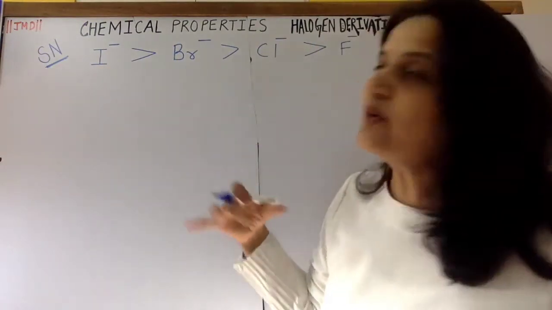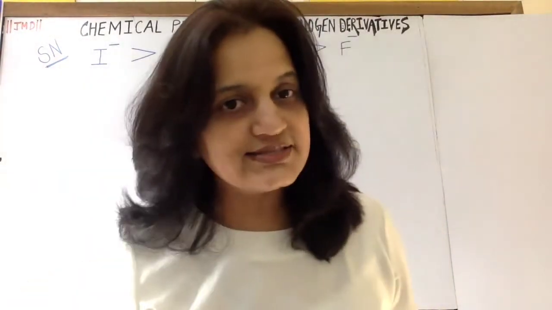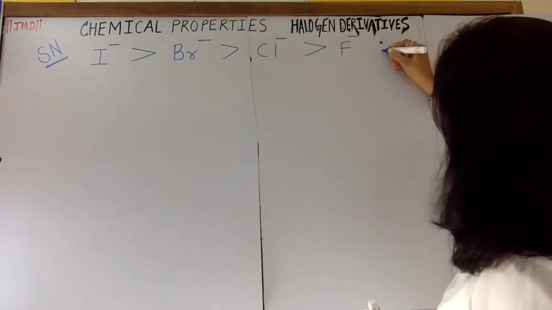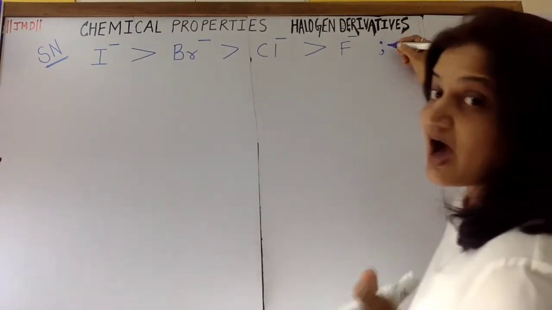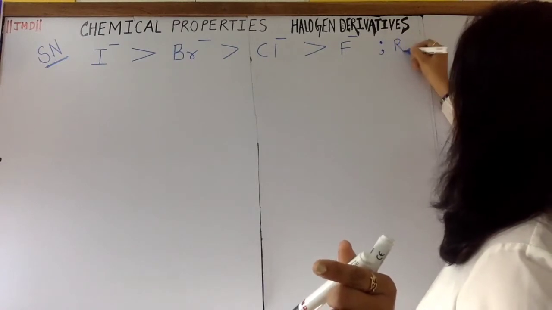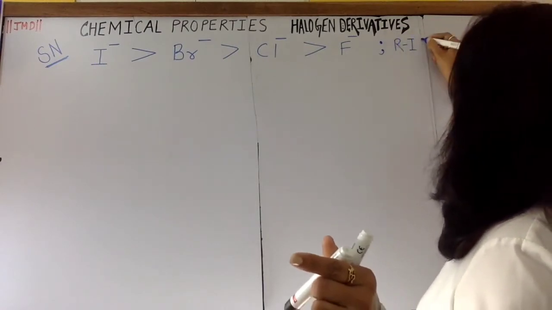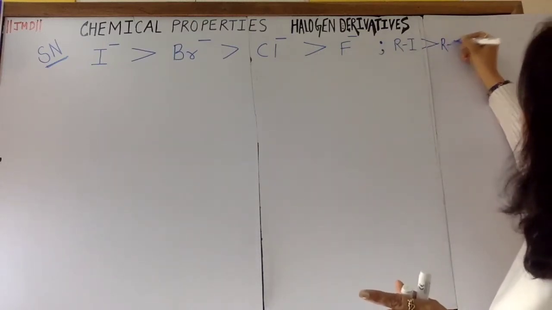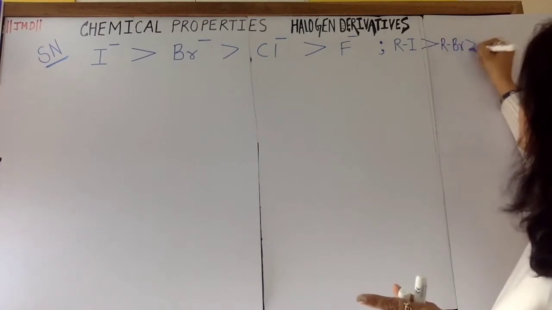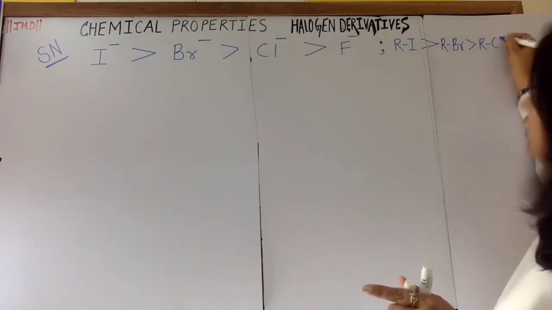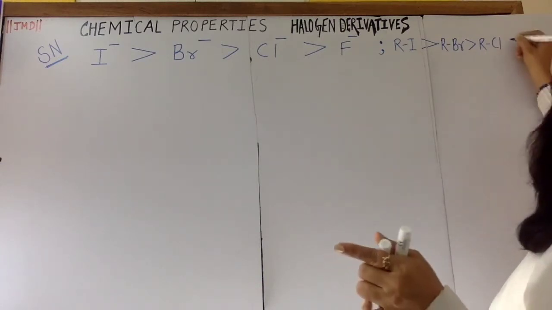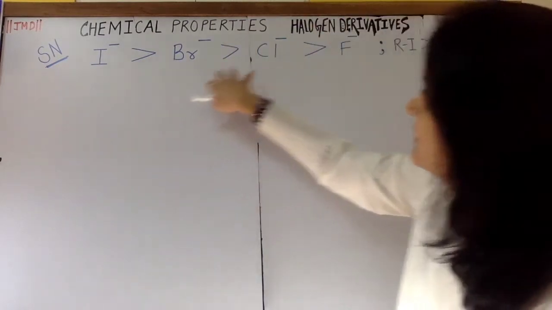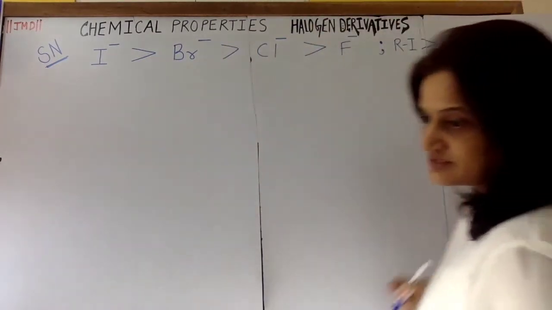Hence, when I want to study chemical properties of alkyl halides, it is very clear an alkyl iodide, RI, will react faster than the alkyl bromide, and alkyl bromide will react faster than alkyl chloride, and alkyl chloride will react faster than an alkyl fluoride. So this is the leaving group capacity and this is the order of reactivity of alkyl halides.